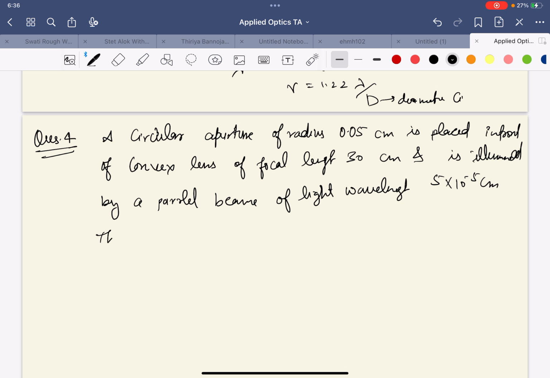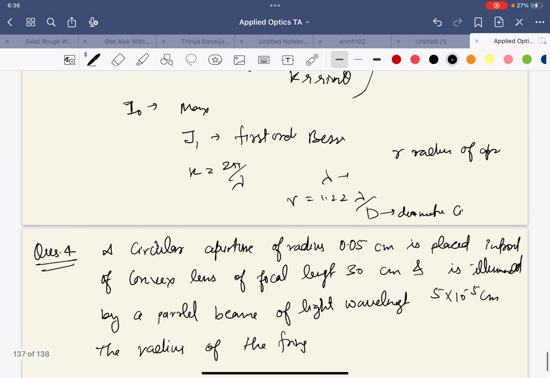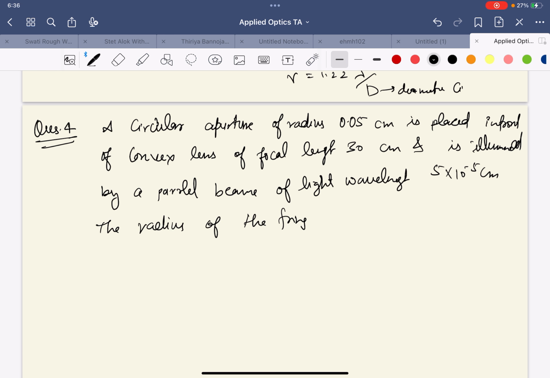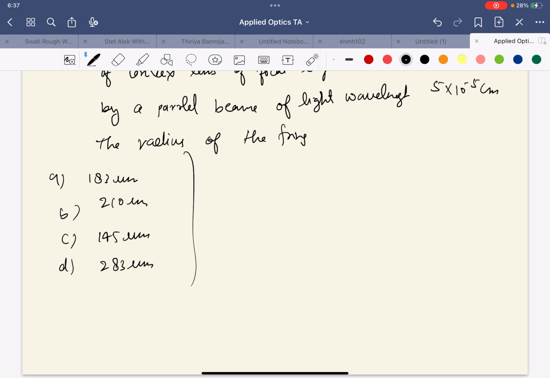So we have to calculate the radius of the fringe, right? So how will we calculate? As I told you in the above question. The options: first, 183 micrometer; B, 210 micrometer; option C is 145 micrometer; and option D is 283 micrometer. So how can we calculate this?